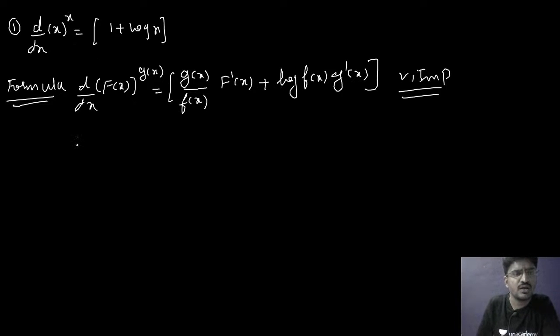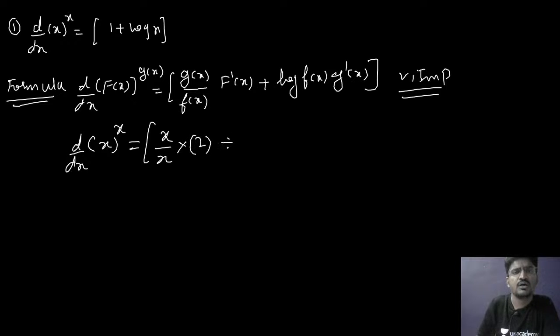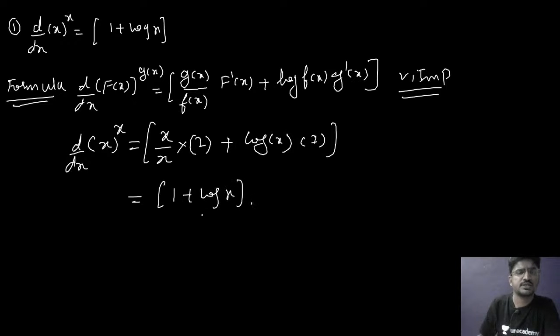So just you see here, in d by dx of f of x to the power of g of x, f of x is x, g of x is x. So that is x by x, differentiation of x is 1, plus log of f of x is log x, differentiation of g of x is again 1. So now this is nothing but 1 plus log x. Okay. So this you have to remember. If you know this type of formula, then you can easily solve it in your competitive type of exam. So I think all of you have understood this formula.